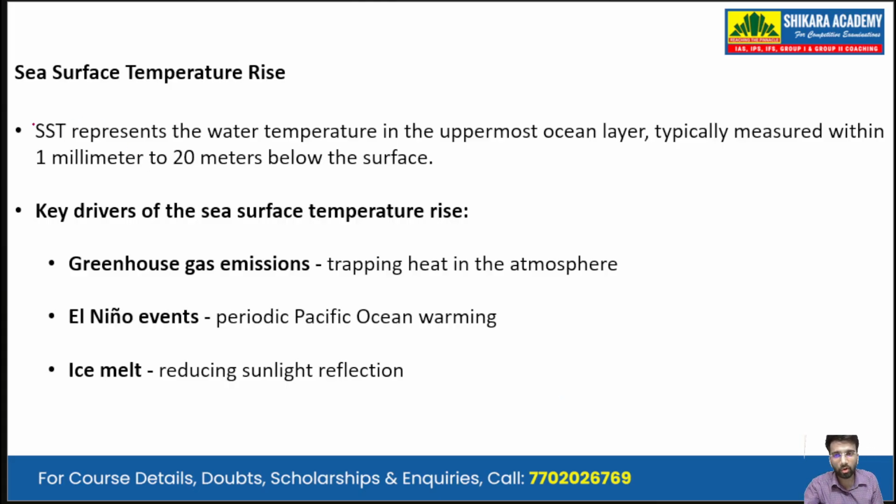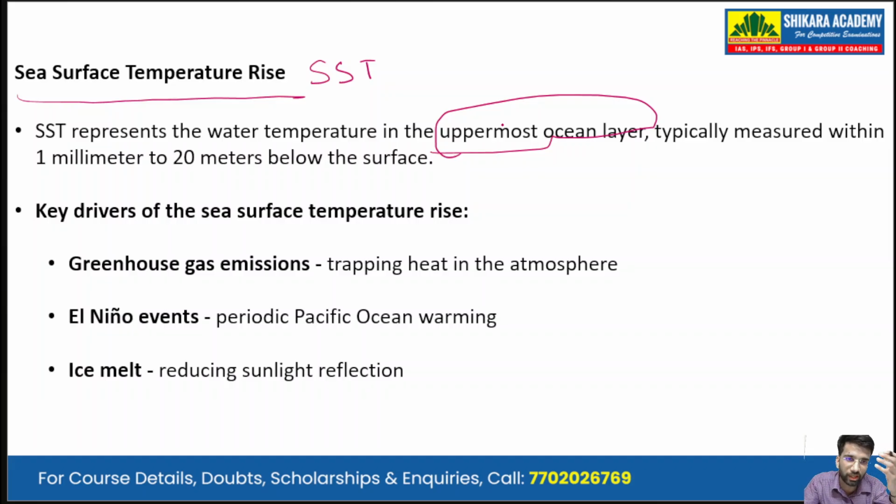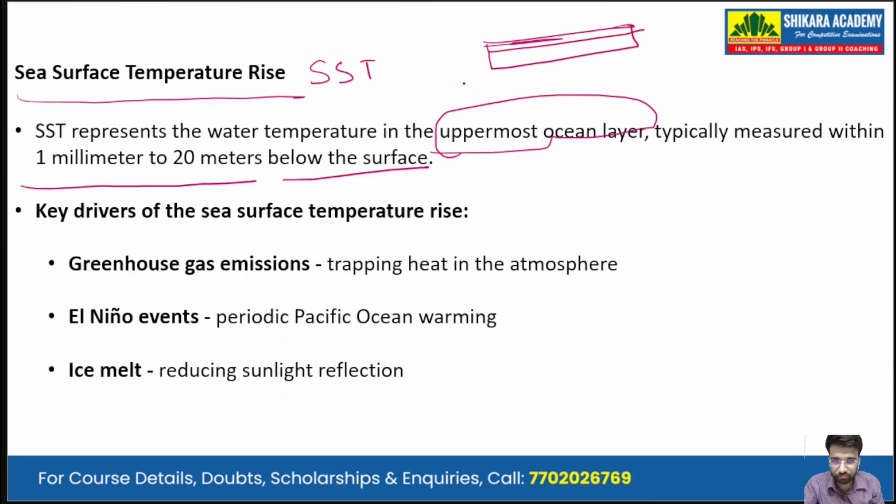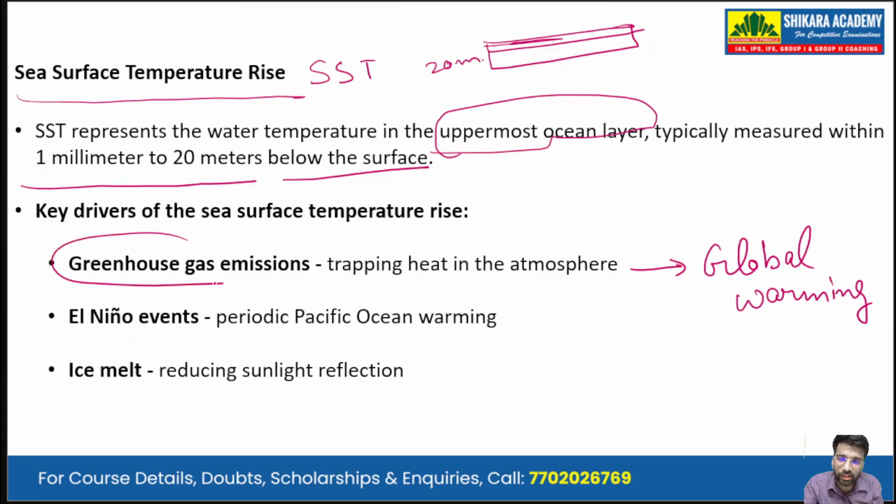Moving on to the body, we write about the sea surface temperature rise, or the SST. SST represents the water temperature at the uppermost ocean layer, and this uppermost ocean layer is typically measured within 1 millimeter to 20 meters below the surface. So if this is the surface, so 1 millimeter to 20 meters, we call it sea surface temperature rise. So what are the key drivers? What are the key factors that are causing this sea surface temperature rise? Number one being the greenhouse gas emissions, which is causing global warming and climate change. This greenhouse gas emissions traps the heat in the atmosphere, ultimately causing global warming.